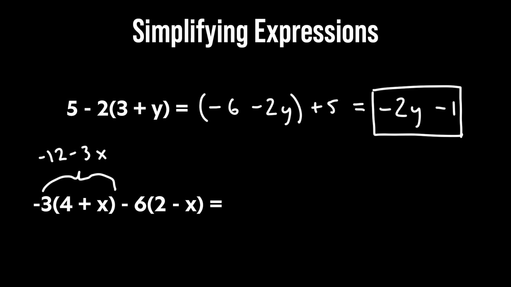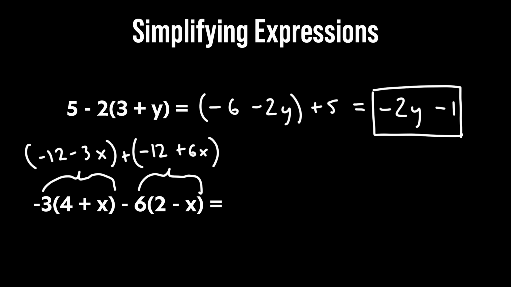Let's solve the second half of the equation. We have negative 6 times 2, which is negative 12. And then we have negative 6 times negative x. We know negative times a negative is a positive. Our answer is going to be equivalent to 6x. So we have negative 12 minus 3x plus negative 12 plus 6x.